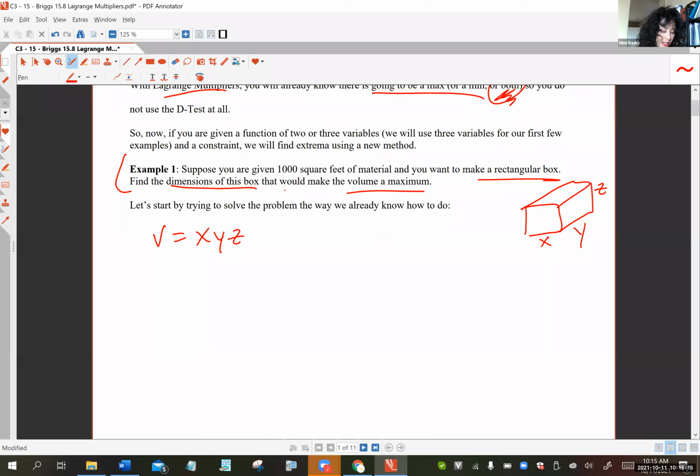And the constraint is 1,000 square feet of material. You can't just make any old box you want. You have to work within the confines of your constraint. Now, you do get to assume that x, y, and z are positive, because you don't want to be making a box with negative dimensions. So we are going to restrict our domain here for this volume function.